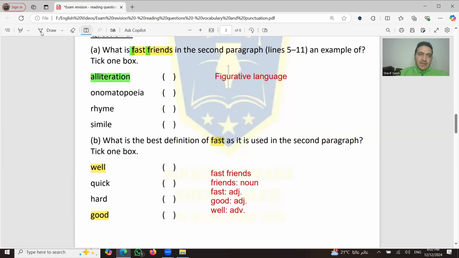So I simply tick this word. And again, if you need more time to digest the information, please rewind the video, go back and watch this part again.